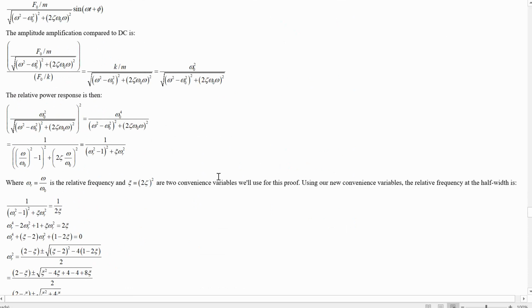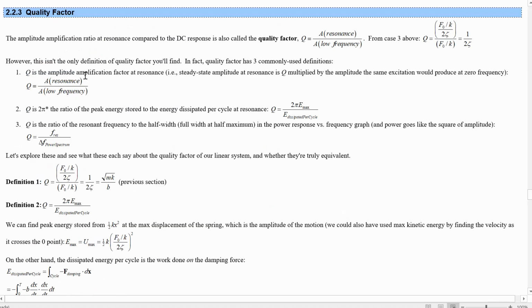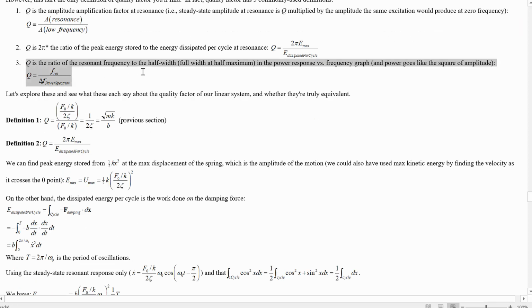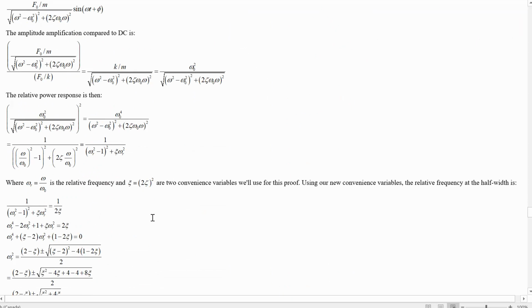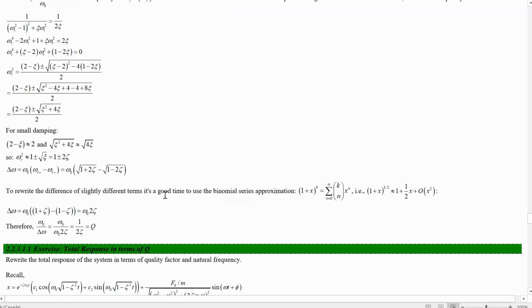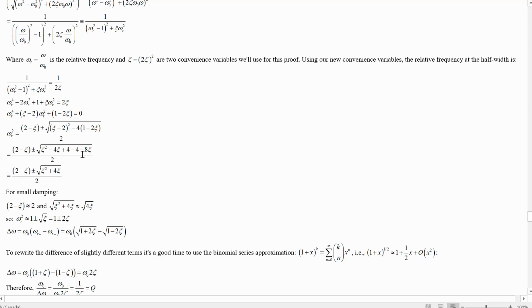To recap, we have 3 definitions of quality factor. We have that it's the amplitude amplification at resonance, that it's 2 pi times the ratio of peak energy stored to energy dissipated per cycle, and that it is the resonant frequency over the half width in the power spectrum. And this third one only works if the damping is small enough that you can make approximations along the way that we made here.